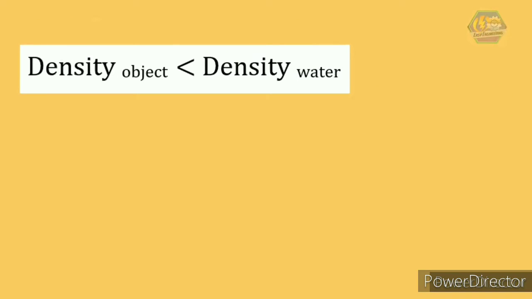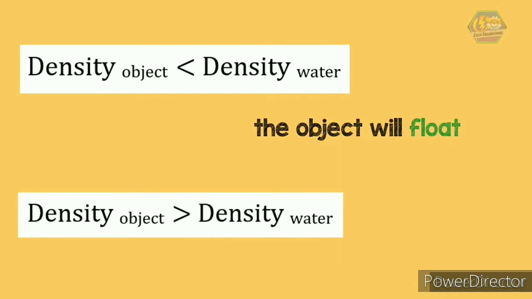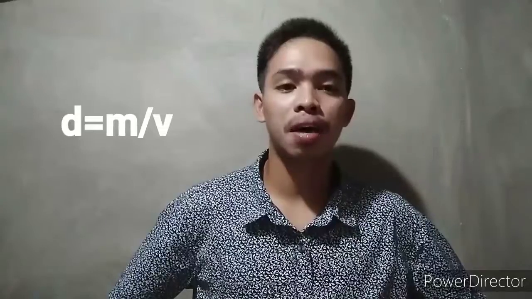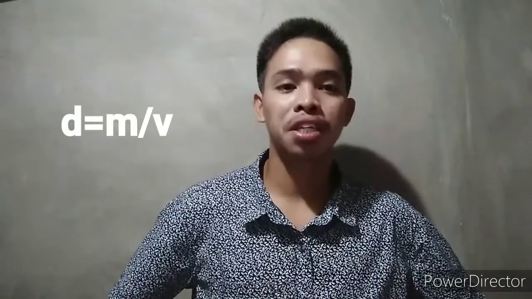To make it simple, if the density of an object is lesser than the density of the water or liquid, then the object will float. And if the density of an object is more than the density of water or liquid, then the object will sink. The formula for density is D equals m divided by V, where D stands for density, m is for mass, and V is for volume.